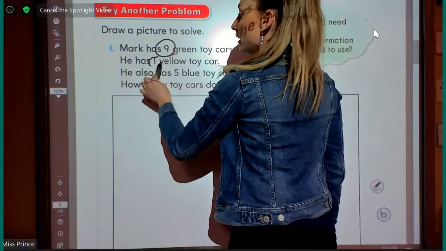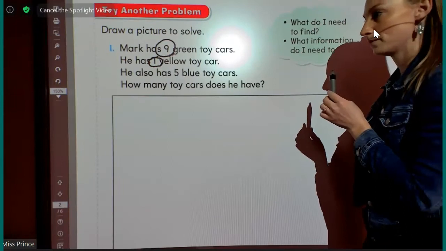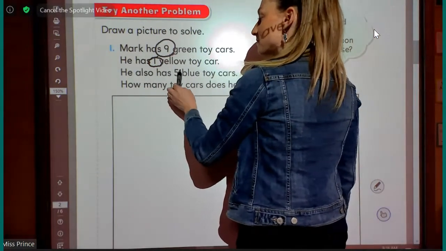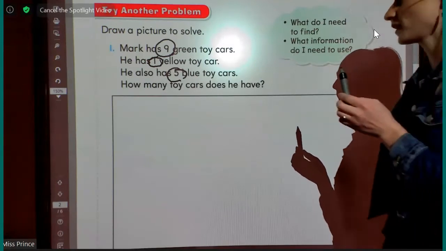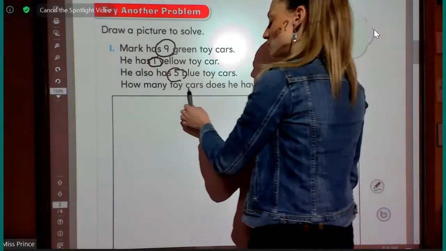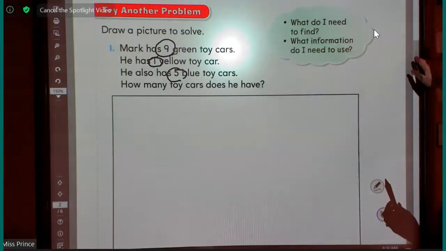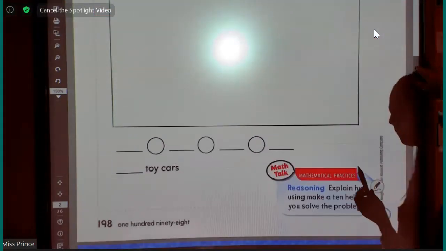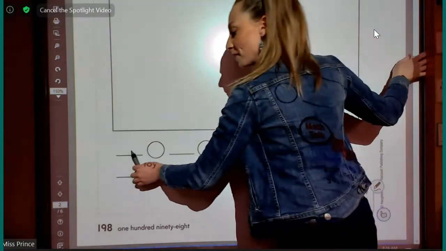He has 1 yellow toy car. He also has 5 blue toy cars. And they want to know how many toy cars he has all together. So, take a look at the space that we have. They want us to leave room down here to write out the equation.